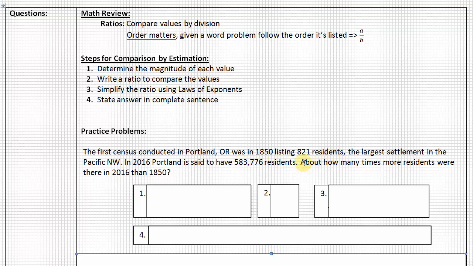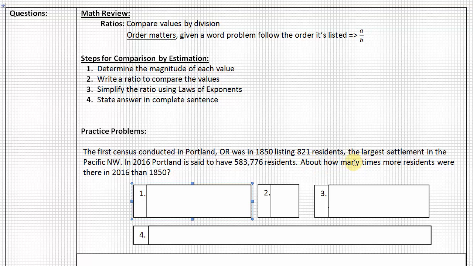So what we want to find out is about how many times more residents were there in 2016 than in 1850 living here in Portland, Oregon. I've laid out some room for us to do our 4 steps. Our first step is that we need to determine the magnitude of each value. Knowing that I have to do it as a ratio, I want to set that up in the order that it's listed.